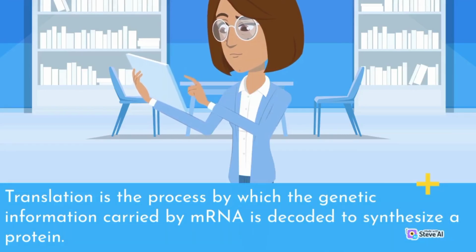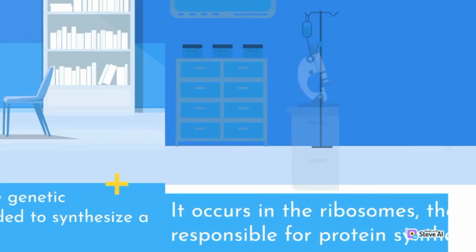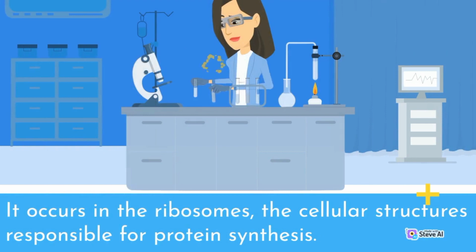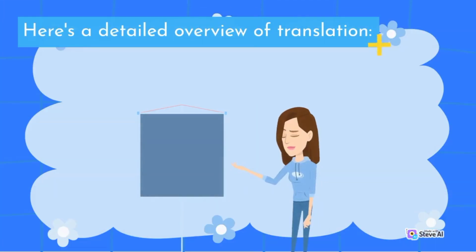Translation is the process by which the genetic information carried by mRNA is decoded to synthesize a protein. It occurs in the ribosomes, the cellular structures responsible for protein synthesis. Here's a detailed overview of translation.